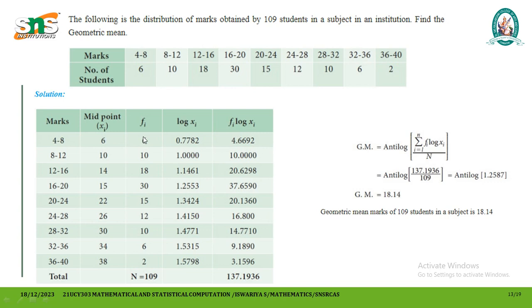After that I have to multiply f into log x. F into log x, I get a value for the f log x values, but in the question they asked for summation. So for summation I added all these values in the f log x. I get the summation f log x as 137.1936, and for the n value I obtain the value of summation f, that is 109. Substitute both values in the given formula. So for the simplification I get an answer of 18.14 as the geometric mean.